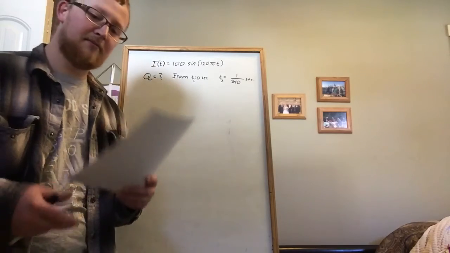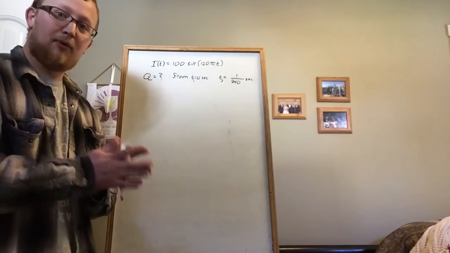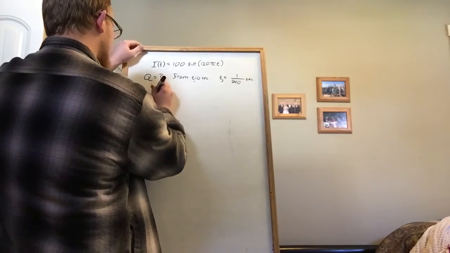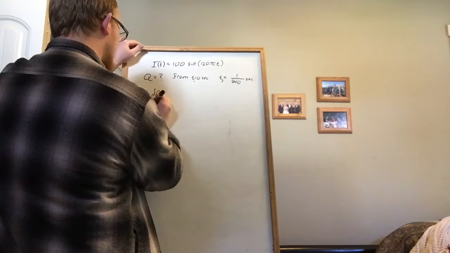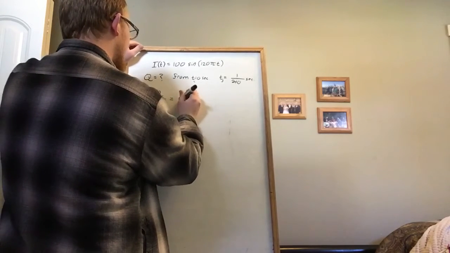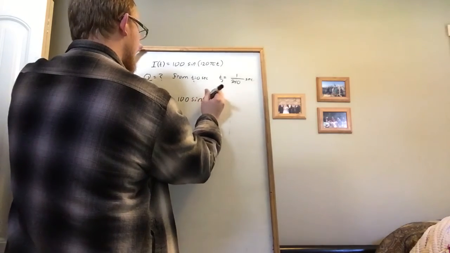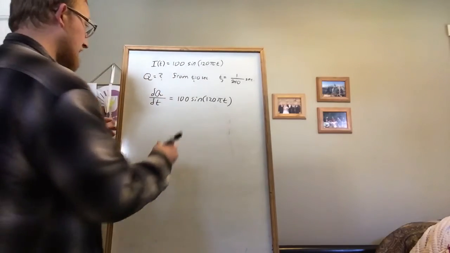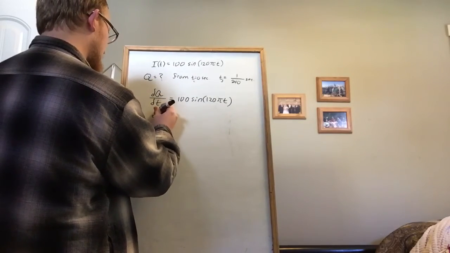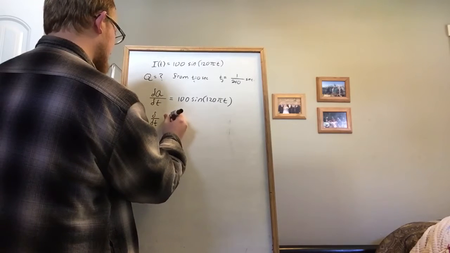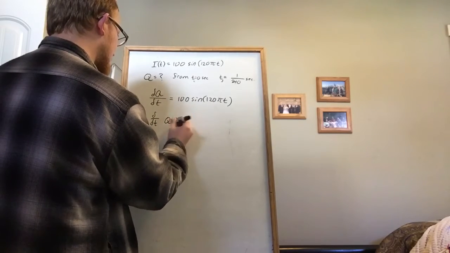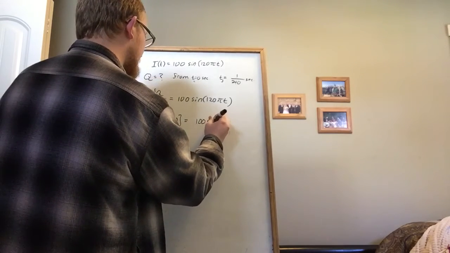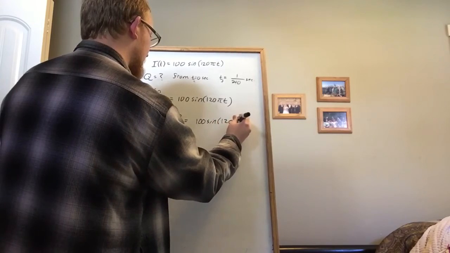240th of a second? And so the important breakthrough here is that we can write current as the change in charge with respect to time equals 100 sine 120 pi t. Now what we really need to look for is the derivative with respect to time of some function q that's going to give us 100 sine of 120 pi t.